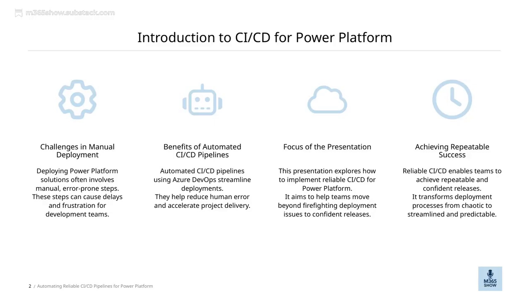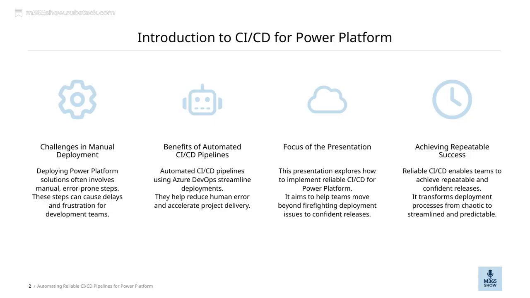rely on. In this presentation, our focus is on how to effectively implement reliable CI/CD practices specifically for the Power Platform. The goal is to help teams stop firefighting deployment issues and start feeling confident about their releases. Automating these pipelines with tools like Azure DevOps not only simplifies deployments, but also reduces the chance of human error. This acceleration means faster project delivery and happier teams.